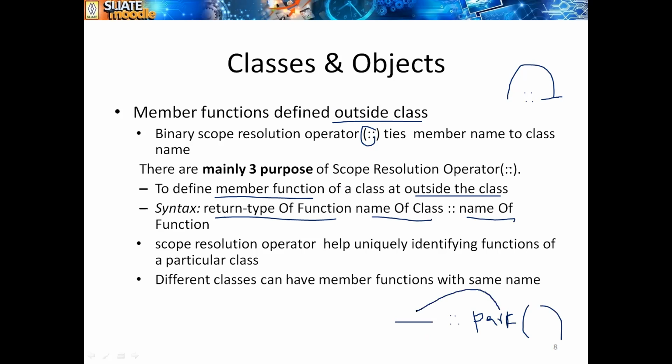One park method belongs to the vehicle class. The other park method has the same name, but it belongs to the car class. In this case, we know this park method belongs to the car class and this park method belongs to the vehicle class. We can identify that different classes can have member functions with the same name.